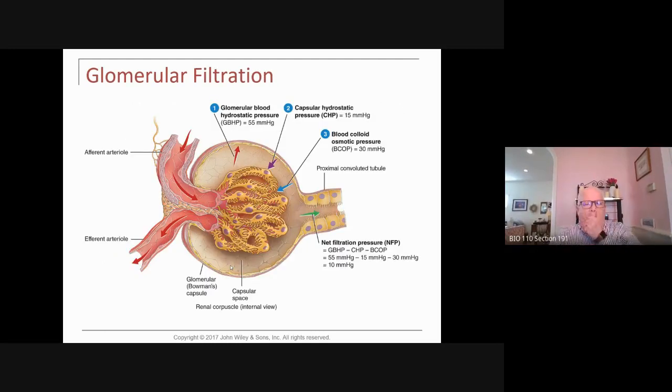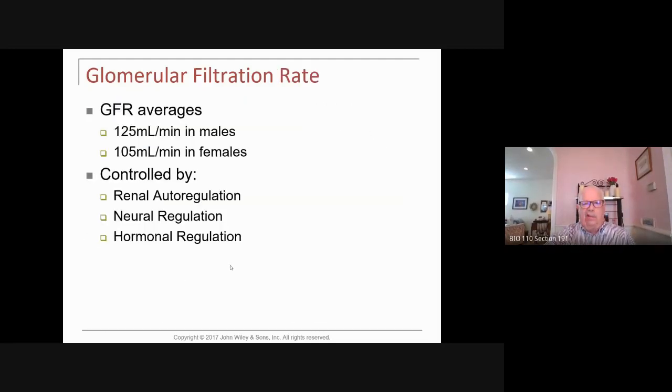I'm not going to ask you any questions on the pressures in the kidneys. These are the pressures inside the kidneys. These are not important. What's important is glomerular filtration rate. That is what's important. Okay? The averages are basically over 100 milliliters per minute. You don't have to know exact numbers.